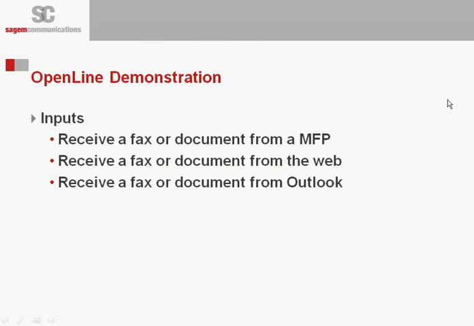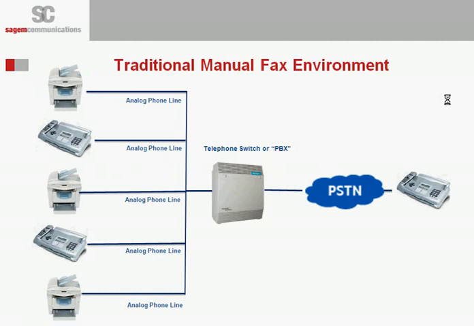OpenLine Demo, Inputs. In this clip, we'll see a fax or document received from an MFP, from the web, and from Outlook into OpenLine. Traditionally, analog phone lines carry a fax transmission from a sender's fax machine through the telephone switch or PBX, then through the telephone network, and it's printed at its destination, your fax machine.